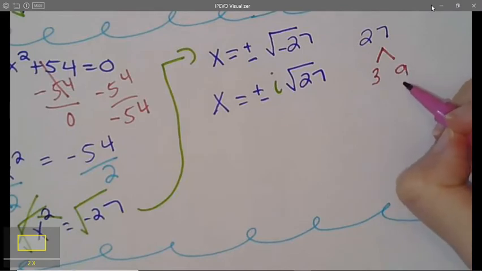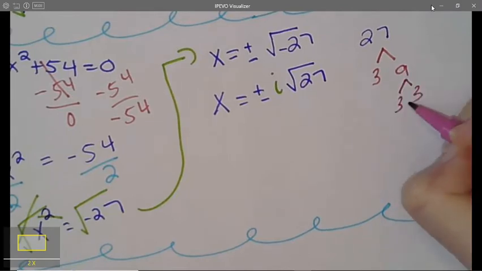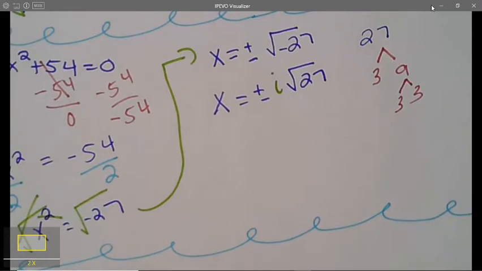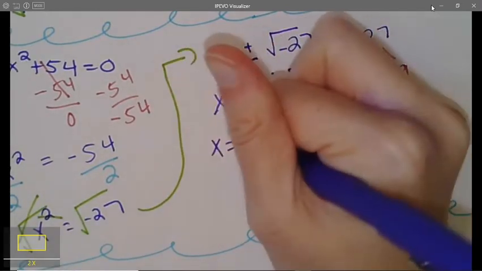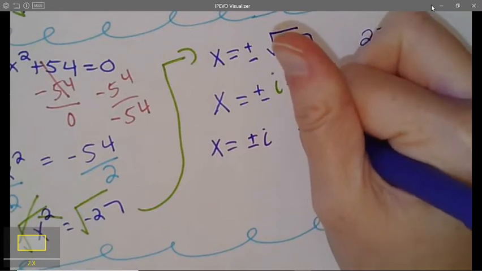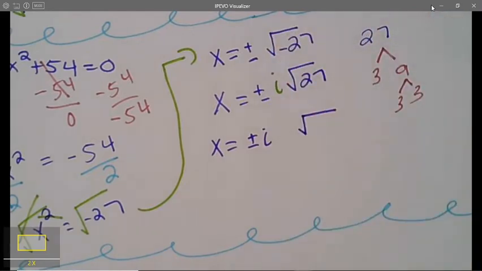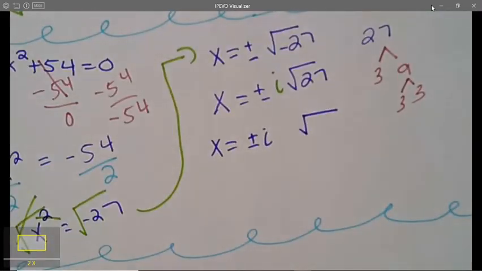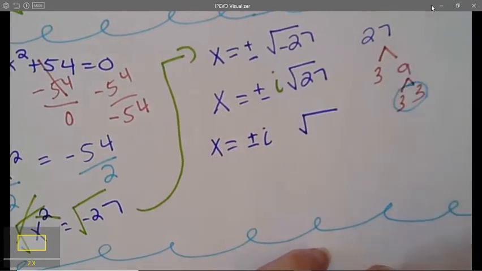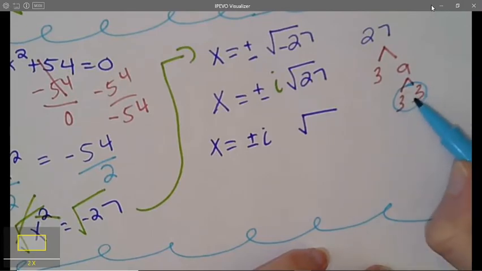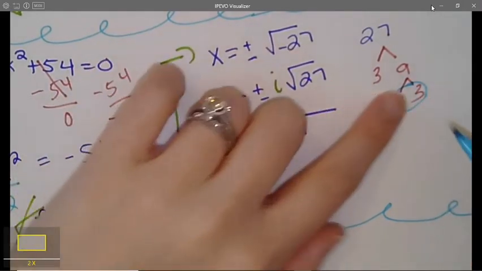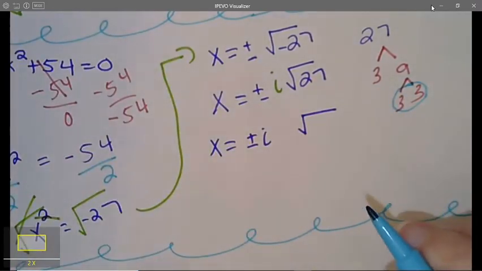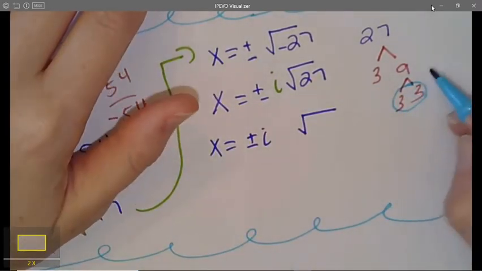All right, and again, 9 will break down into 3 and 3. So let's see what happens. I have x equals plus or minus i. Let's see what will stay inside the square root and what will go on the outside. Do you guys spot any cute little couples at the ends of the branches that will get to go on their math date? I see a pair of threes. You could pick these two threes or these two threes, it doesn't matter which ones you pick. I'm just going to pick these because they're right next to each other.